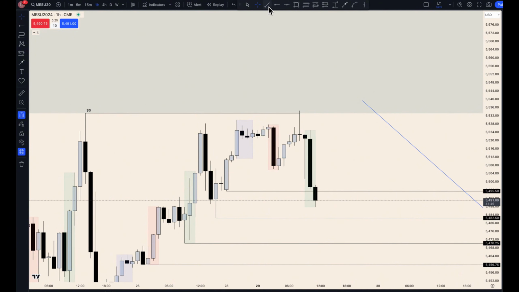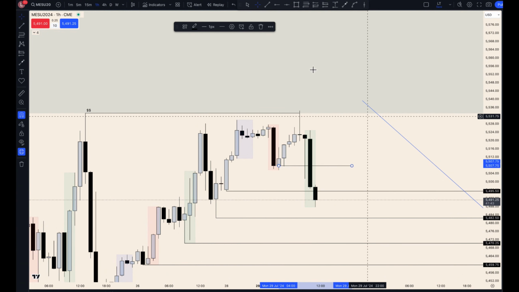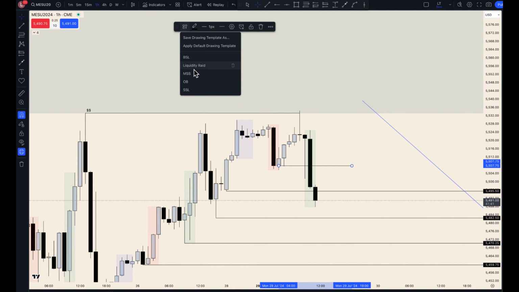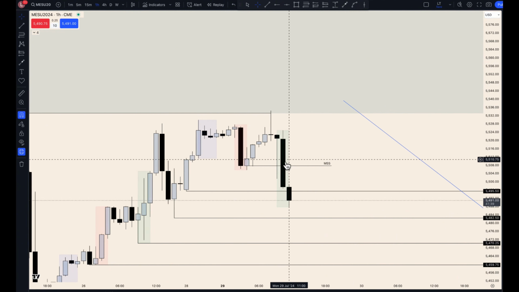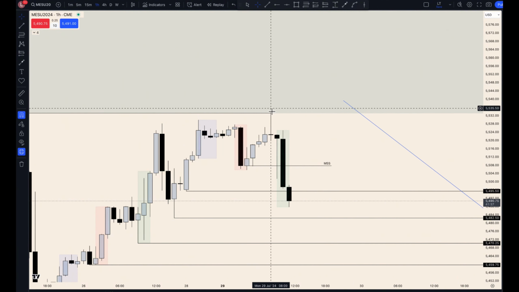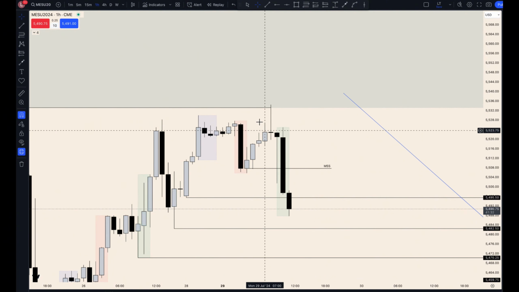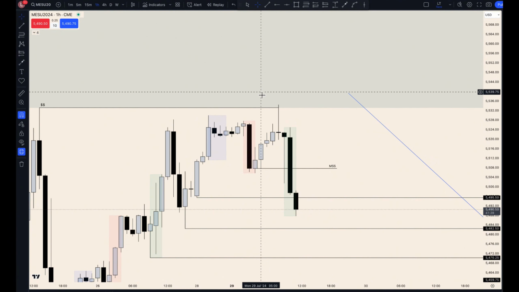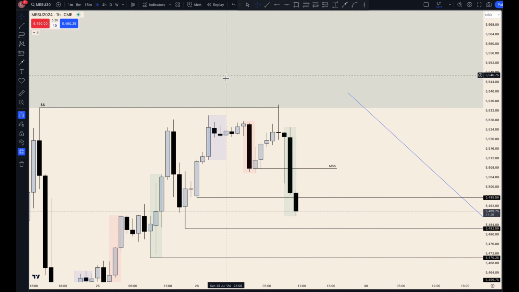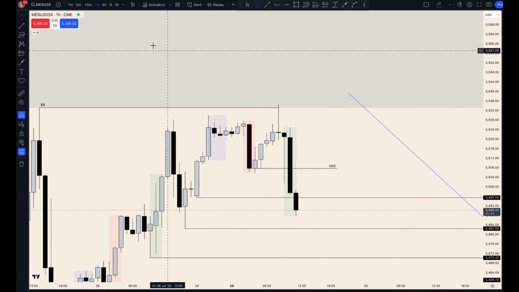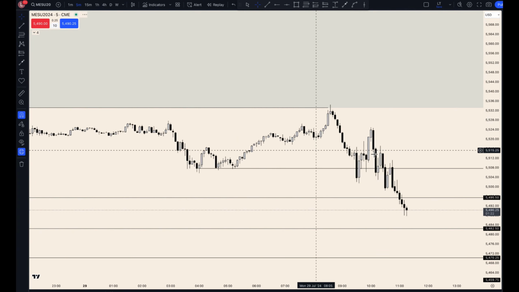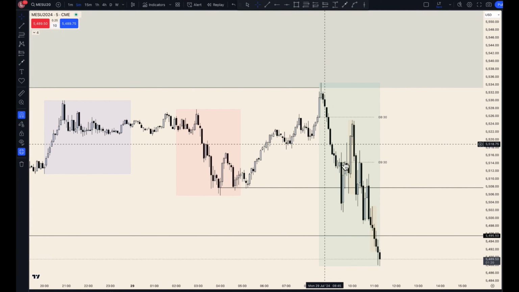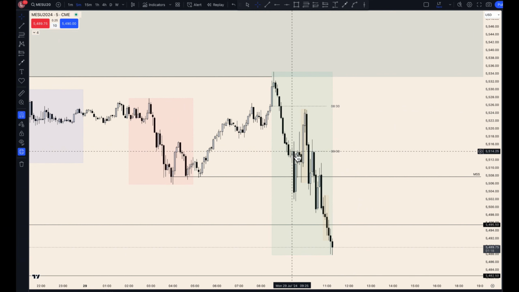Why do I say that? Because look here, classic ICT 2022 model. Raid down, creating displacement, but this has already formed. I'm just trying to show you that time is fractal, and you can see them on both high time frame and lower time frame. So what I saw was, I started my trading normally at 9:30.